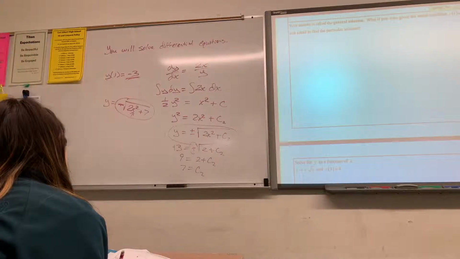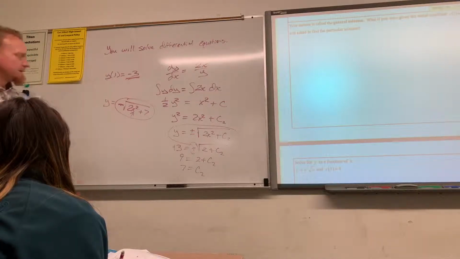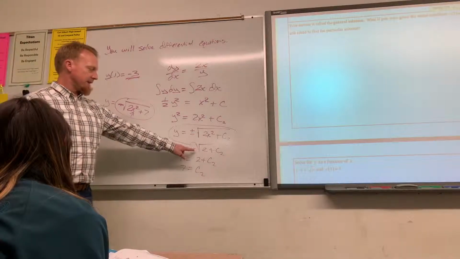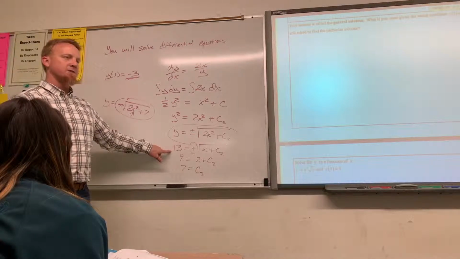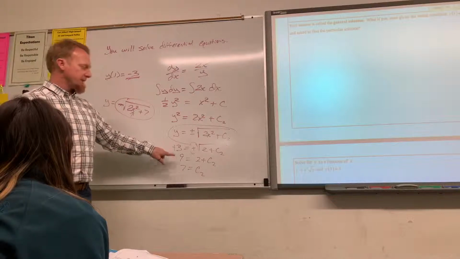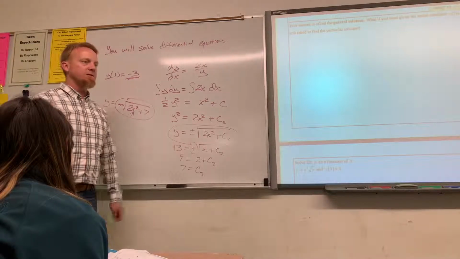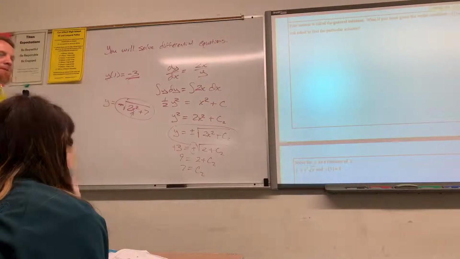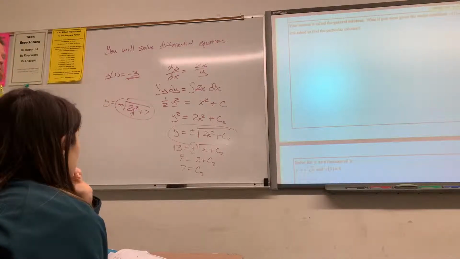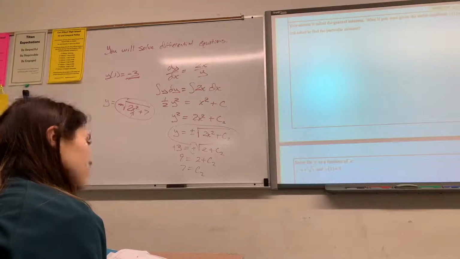How did your negative 3 change to positive 9? Well, I had a negative over here and I had a negative over there, so those negatives cancel. And then I squared both sides, so 3 squared gave me 9. How are you able to just cancel out both sides of the equation like that? Multiply both sides by negative 1 or divide both sides by negative 1.